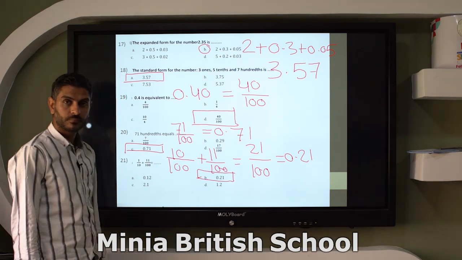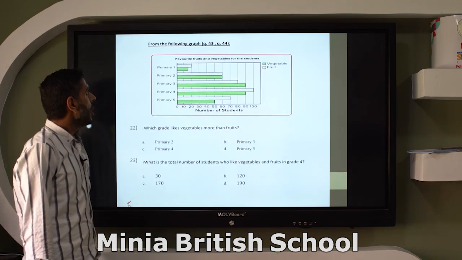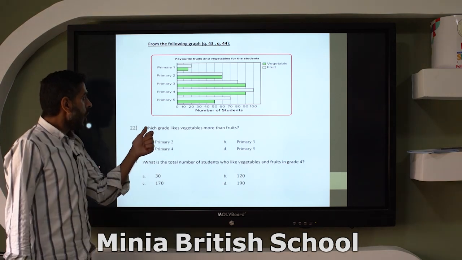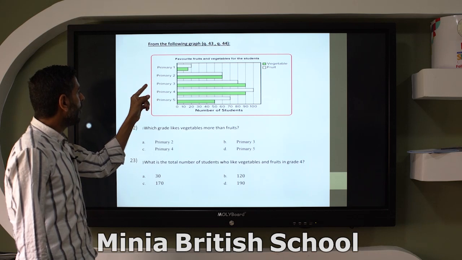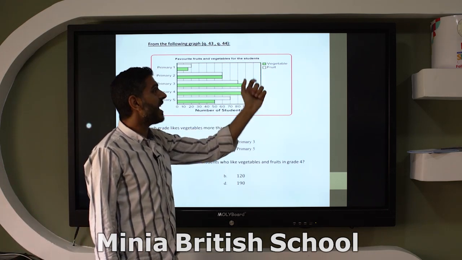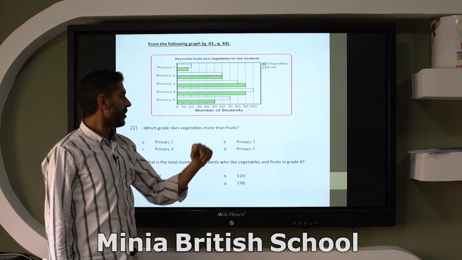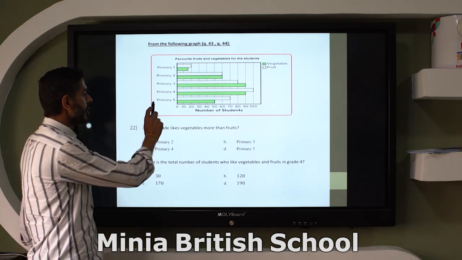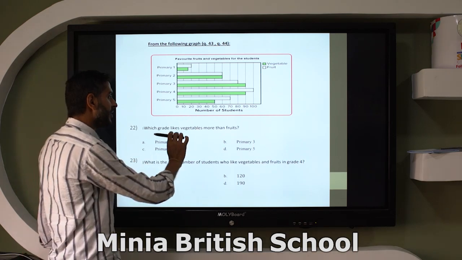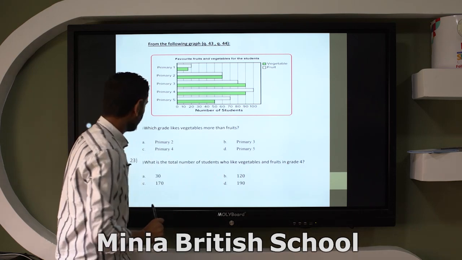Okay, from the following graph, let's answer. Here, primary 1, primary 2, 3, 4, and 5. And here, vegetables by green color and fruit with a white color. And here, number of students. So, in grade 5, how many students like vegetables? 50. What about the fruits? 70, right, and so on.